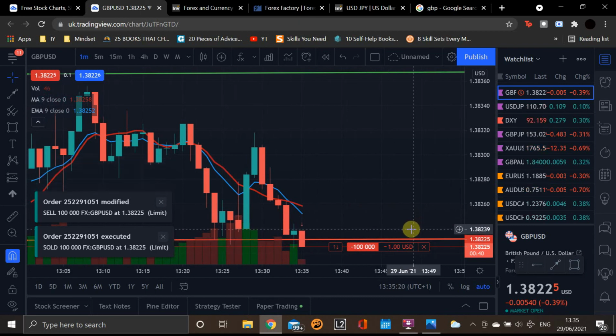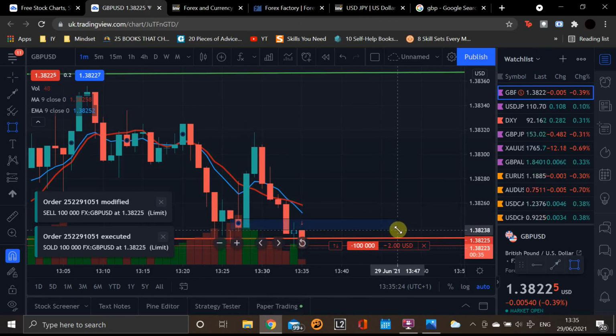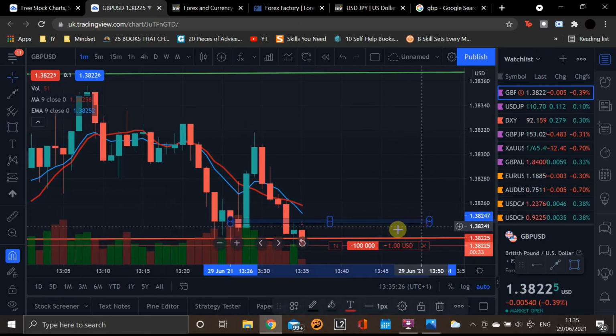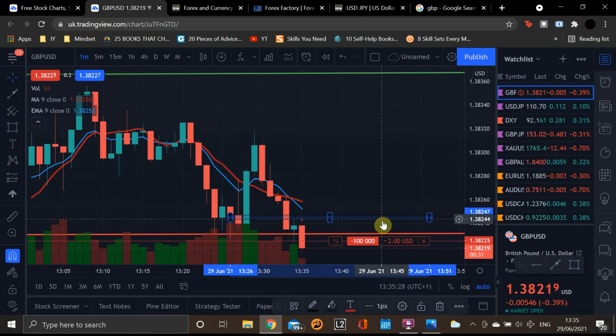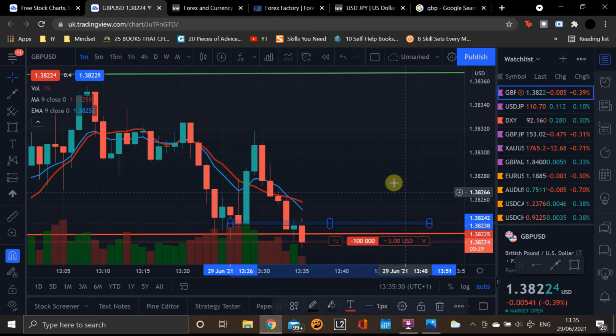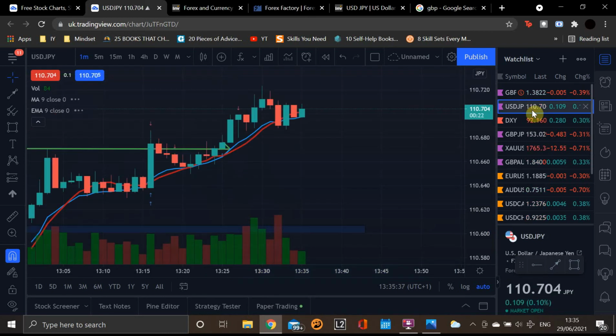So I'll put a sell position here. My stop loss will be just above this box, just right near this box, here. So if it reaches up and goes here, I'll take my loss. Let's look at USD JPY.